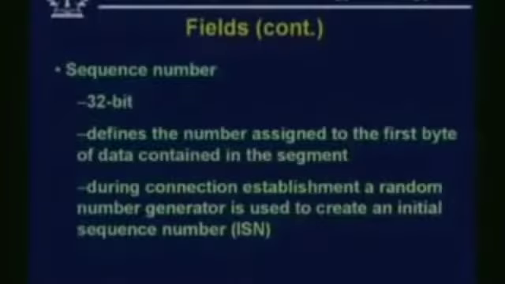32 bits of course gives you 2 to the power 32, which is about 4 billion, a large number, and a random number is used to generate the initial sequence number. It is expected that in such a large range the initial sequence numbers are not going to clash. This ISN is exchanged between the two nodes. About the details of the exchange we will see later.